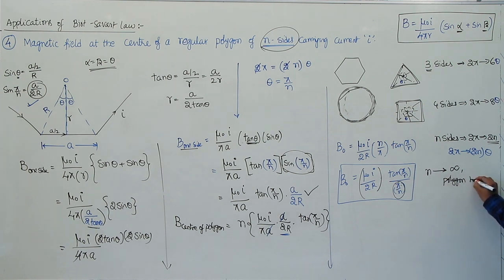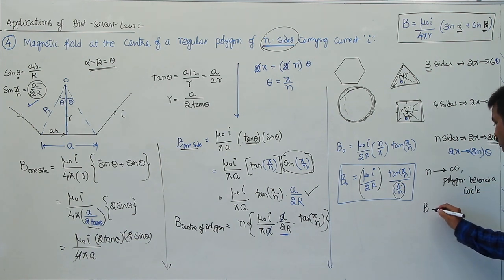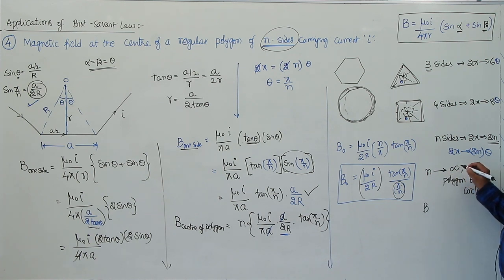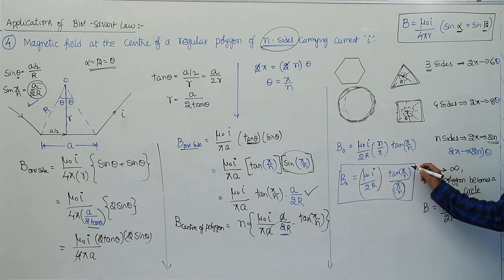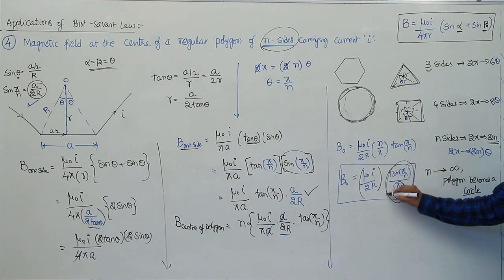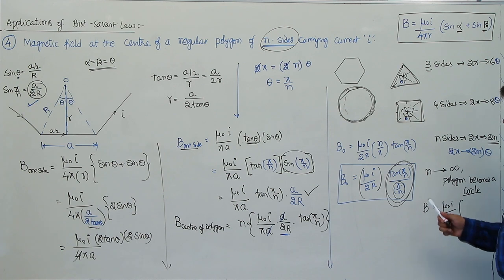Polygon becomes a circle here. So what is the magnetic field due to infinite number of sides of a polygon, which is almost a circle? So this will become mu naught I by 2r into tan of pi by n, divided by pi by n. So we studied this in mathematics. If n tends to infinity, this value will become 1.